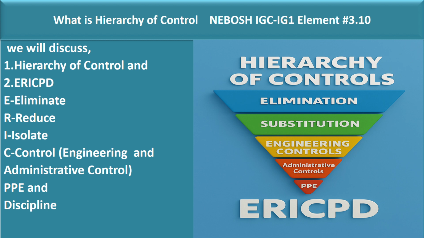When we are talking about the hierarchy of control, the 5 items included in this video follow the hierarchy approach: elimination, substitution, engineering control. If not controlled, then provide administrative control, and the last, provide the PPE. Or simply, to make this very simple, the wording ERIC PD: ERIC prevent death. Elimination, reduce, then isolate, then control, then PPE, and then discipline. So now we start this one by one.